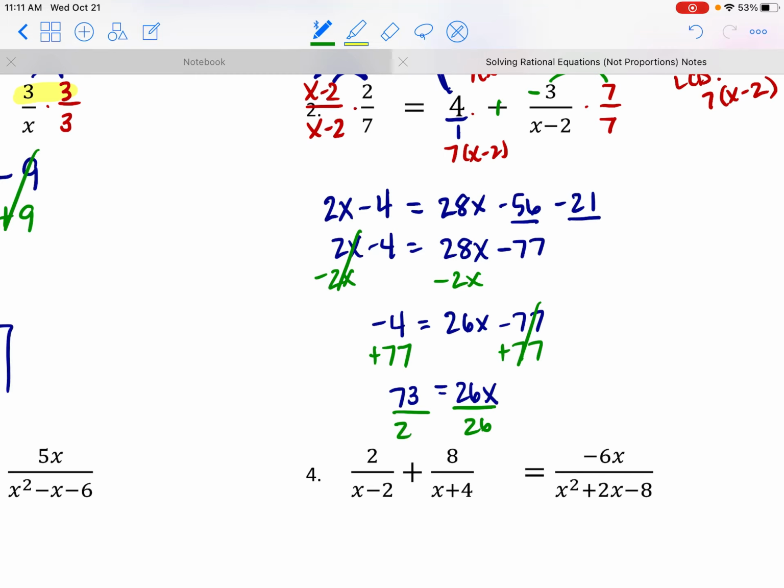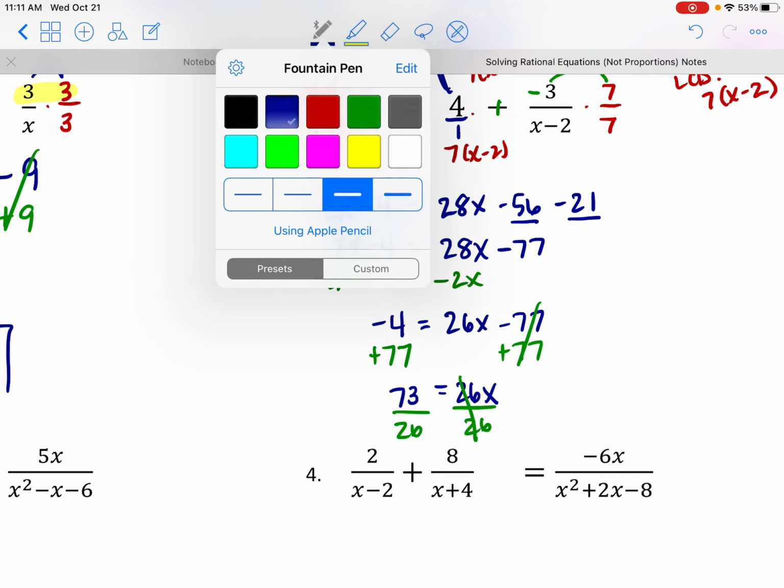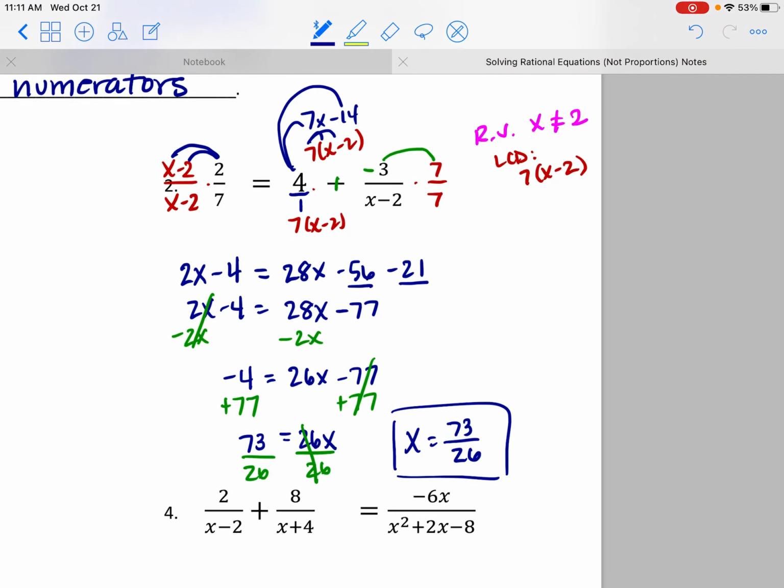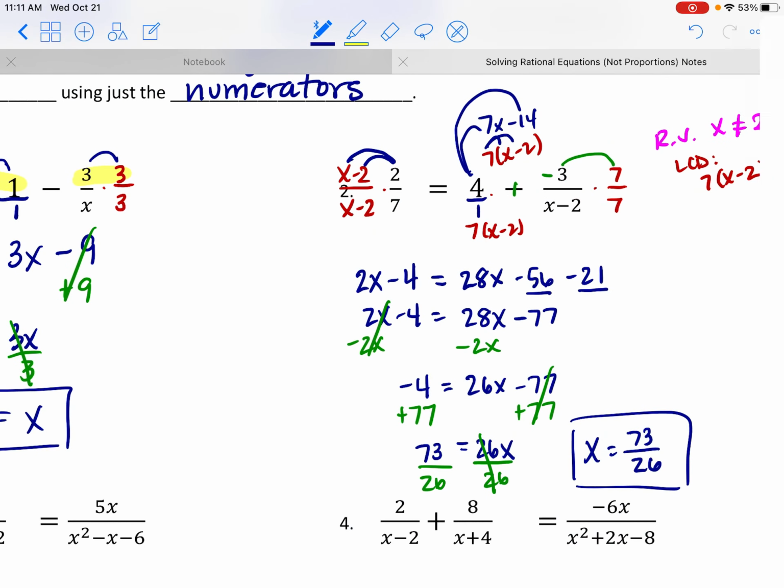26 and divide by 26, that's going to cancel, and 73 over 26 doesn't divide or reduce, so 73 over 26 is my solution. And it's not a restriction, so that's going to be, again, my valid solution. Now, I mentioned earlier you could check your answer by plugging it back in.